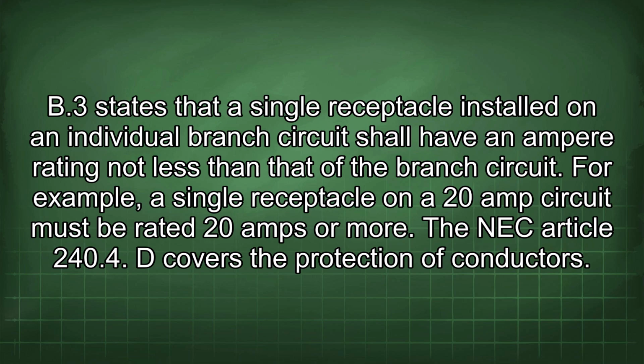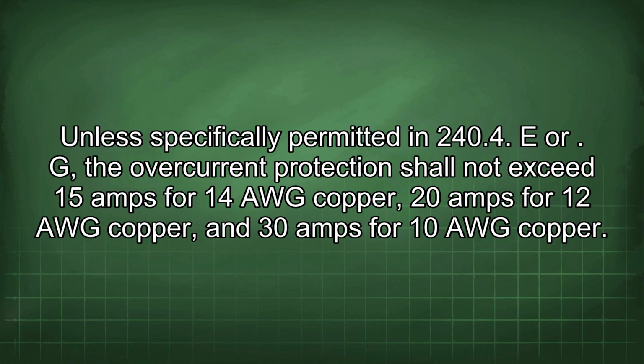The NEC Article 240.4(D) covers the protection of conductors, unless specifically permitted in 240.4(E) or (G). The overcurrent protection shall not exceed 15 amps for 14 AWG copper, 20 amps for 12 AWG copper, and 30 amps for 10 AWG copper.